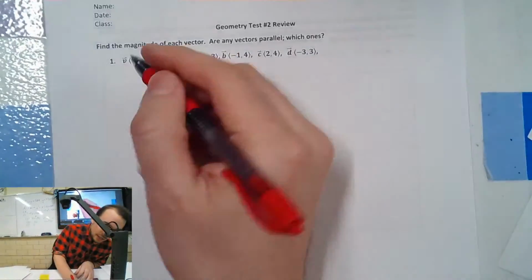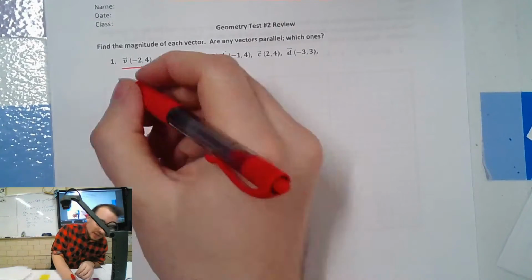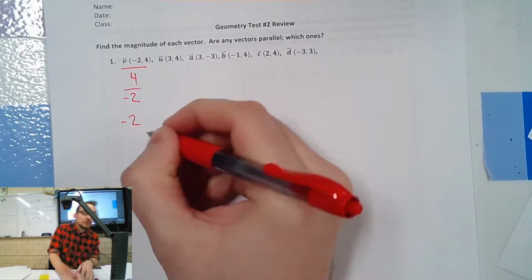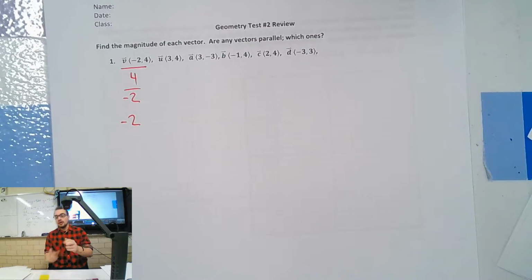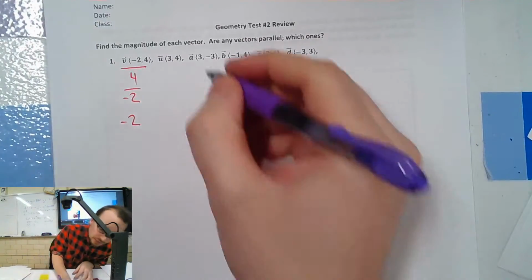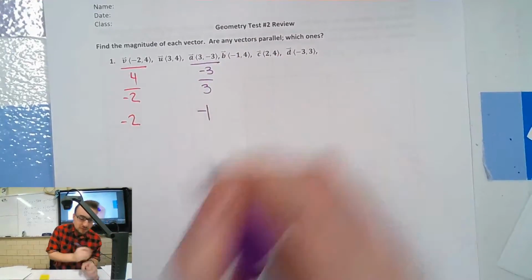So, here we go. To find out whether they're parallel or not, checking out V, we're going to compare its components. We're going to think of it as slope. That's 4 over -2 for rise over run. That simplifies to -2. If they have the same slope, they're going to be parallel. So I'm going to find another one that has this slope. Turns out none of them do. I'm going to go to A. -3 over 3 simplifies to -1.